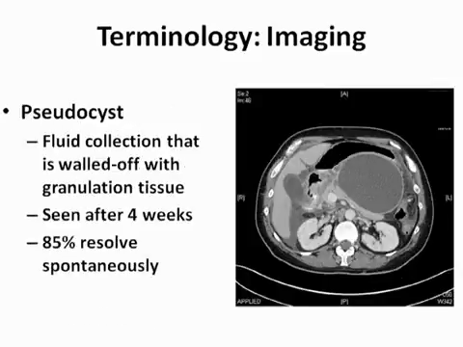This CT scan shows a pseudocyst. This is a fluid collection that is walled off with granulation tissue. These are typically seen after 4 weeks, however, walls may form earlier. 85% of these also resolve spontaneously.